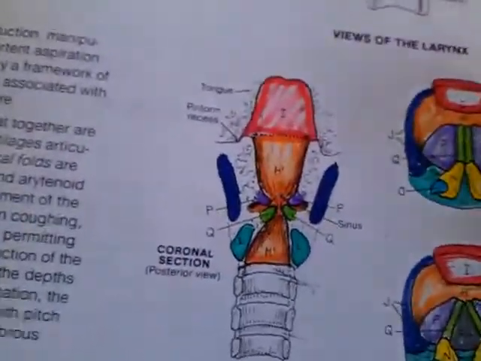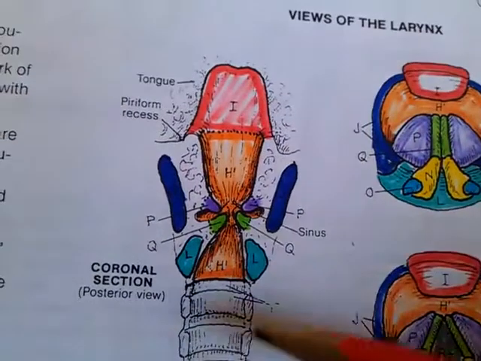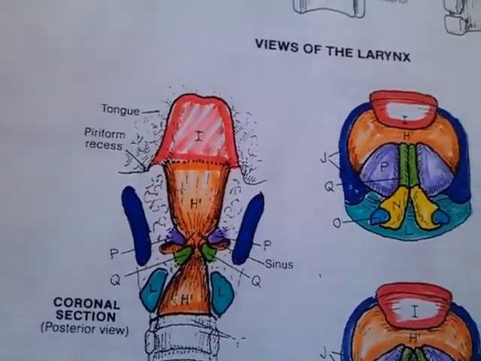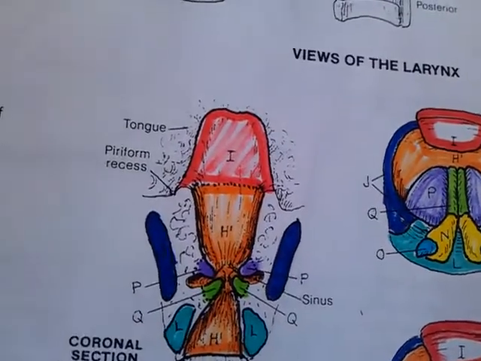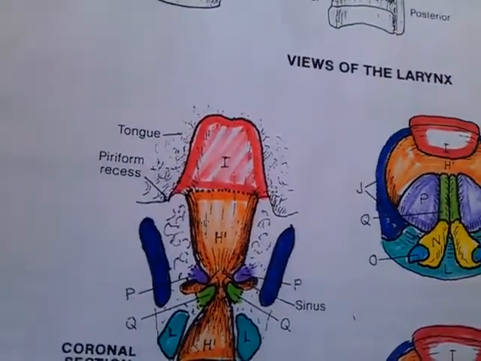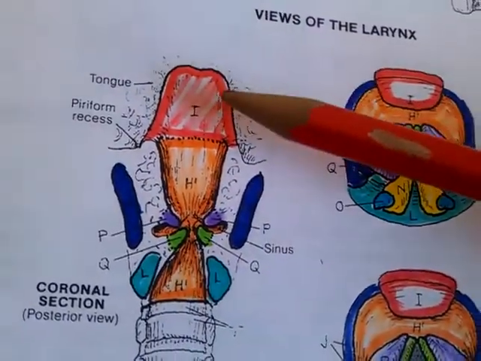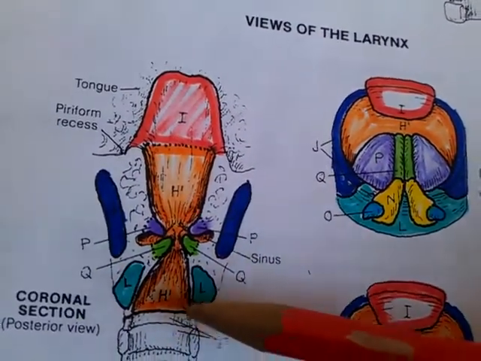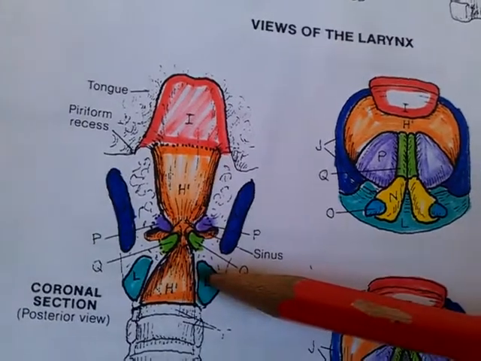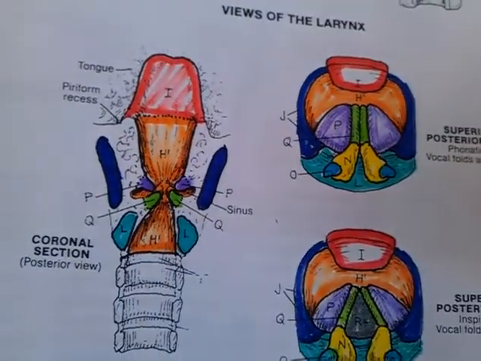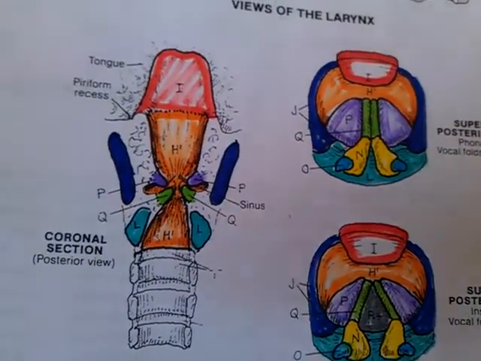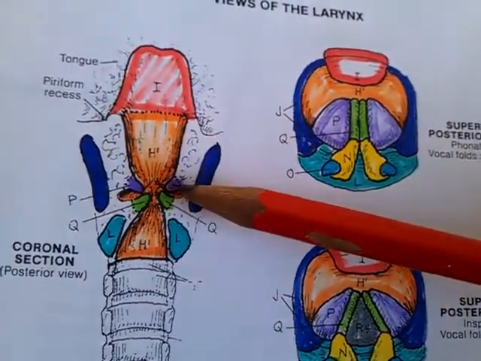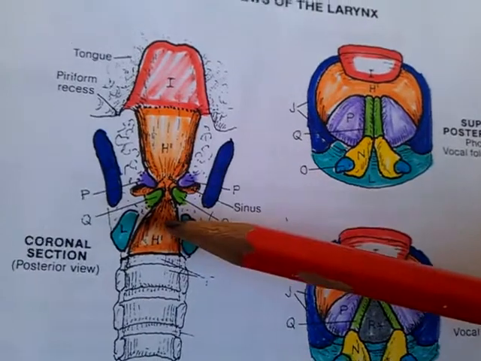Next we have laryngeal cavity. Here you see a transverse cut inside into the larynx. The laryngeal cavity extends from laryngeal inlet to the lower border of cricoid cartilage. This is cricoid cartilage. It is divided into three parts: the vestibule, glottis, and infraglottic cavity.